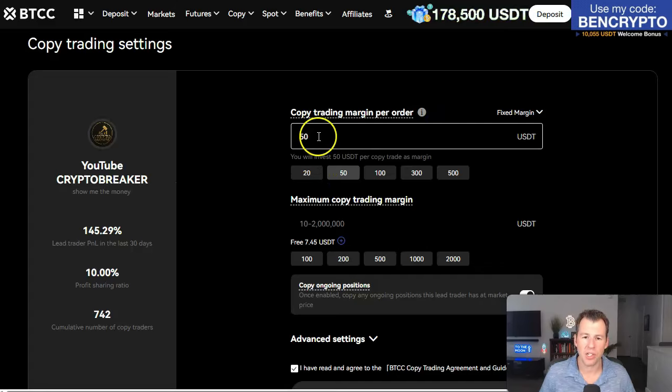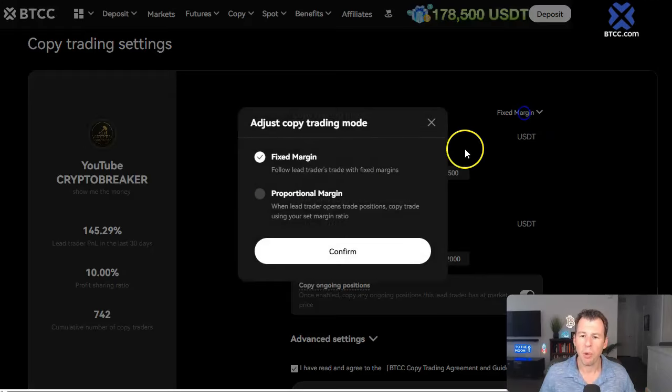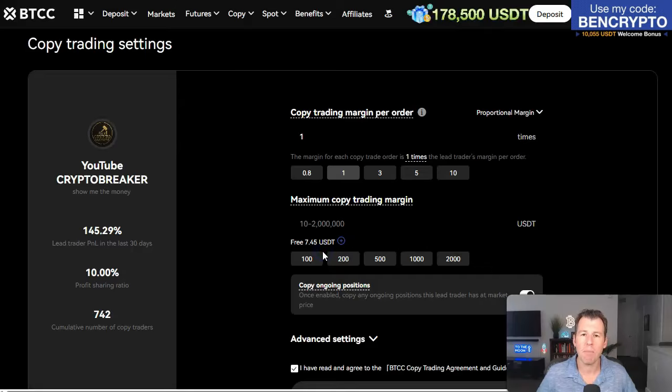Fixed, easy to understand. It just means you're going to put a fixed amount in each trade that you copy off them. So if it's $50, if they open up a Bitcoin long, no matter how much money they put in, you put in $50. If they open up a Solana long, you put in $50 as well. Proportional margin means if they're trading more in a specific trade, so they have a higher confidence in that trade, you want to reflect that.